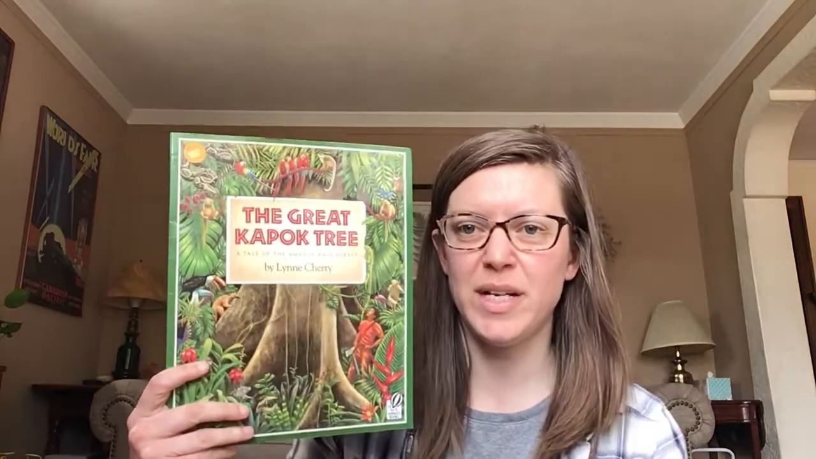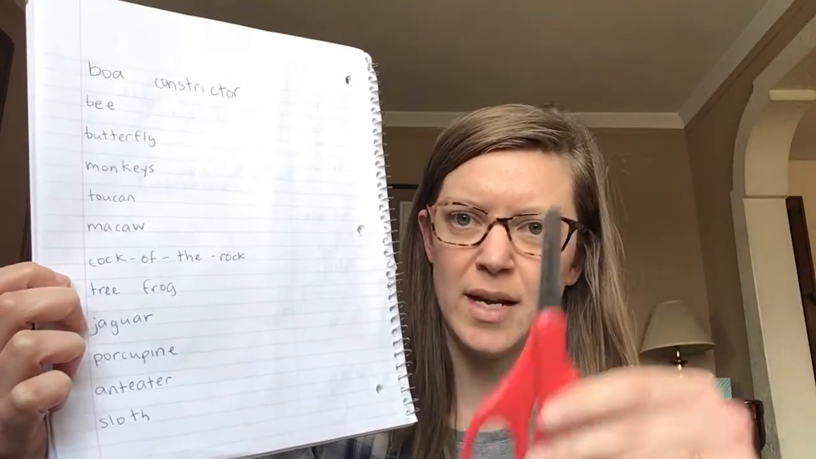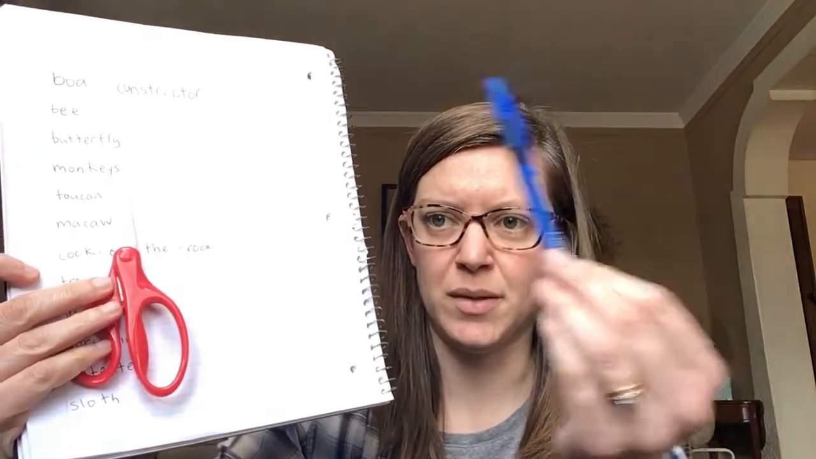Guys, if you remember earlier in the week, we read The Great Kapok Tree and you made a list of different animals that you came across in the book. To take advantage of this lesson, there's two ways that you could do it. One way would be to get your notebook with the list of animals that we made, and then to get a pair of scissors and a pen or a pencil, okay? That's one way that you could do this.